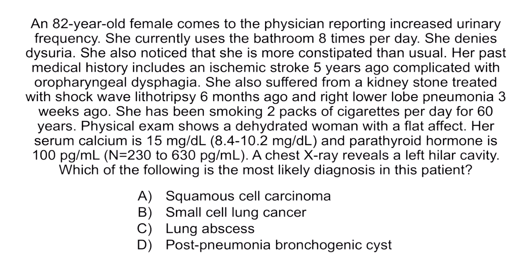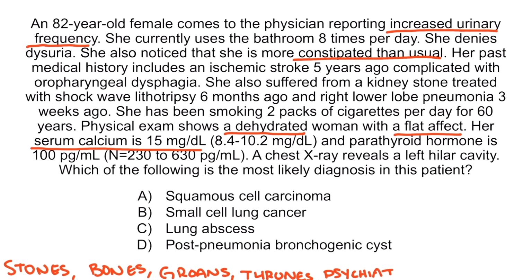All right, this patient presents with increased urinary frequency, constipation, dehydration, a flat affect, and a serum calcium of 15. Normal calcium levels are between 8.4 and 10.2, so a calcium of 15 is very high. Together, these symptoms are a classic manifestation of hypercalcemia, remembered by the mnemonic stones, bones, groans, thrones, and psychiatric overtones.